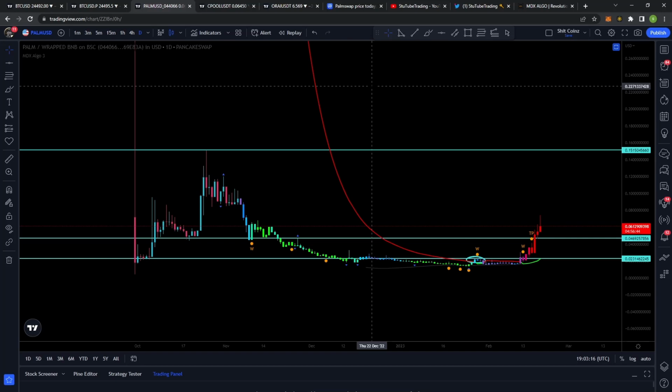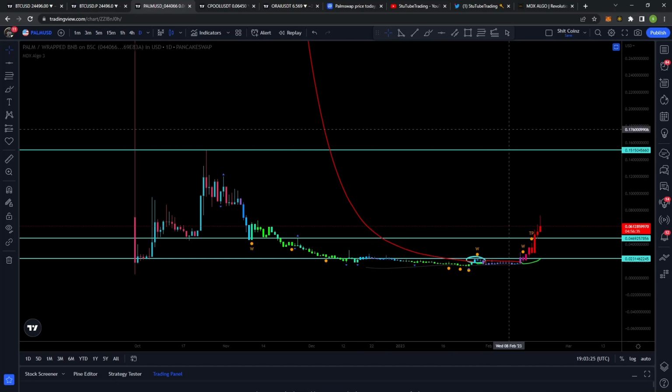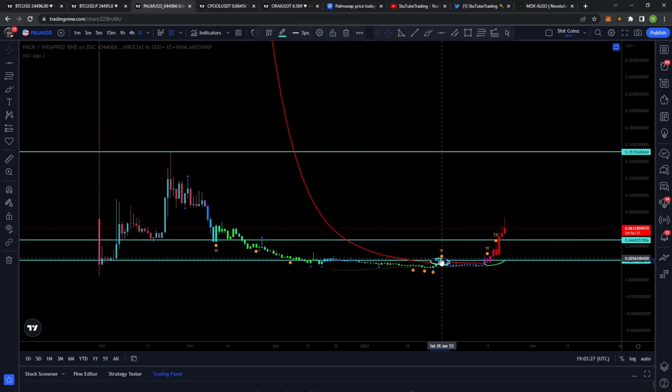I'm not a fundamental guy, and you guys know this. I like to draw colorful lines and trade them. But something to consider there is there might be a lot of hype with this coin moving forward, so we're going to have to see.